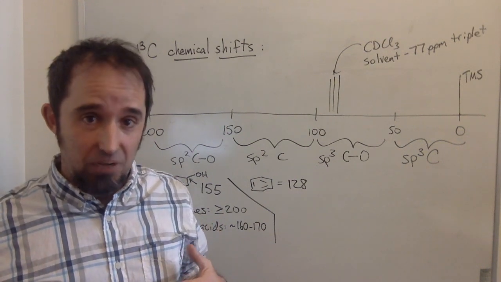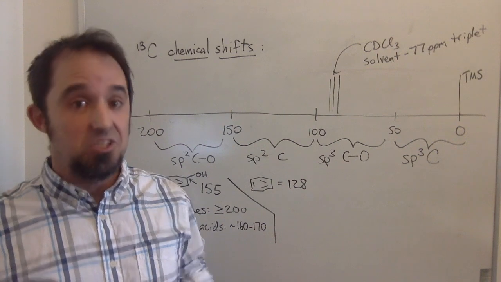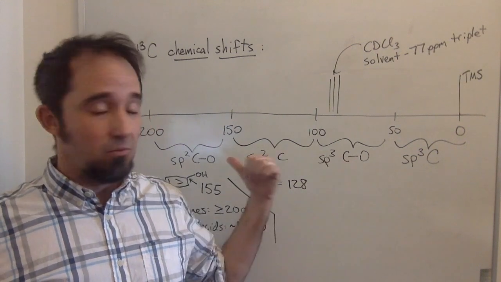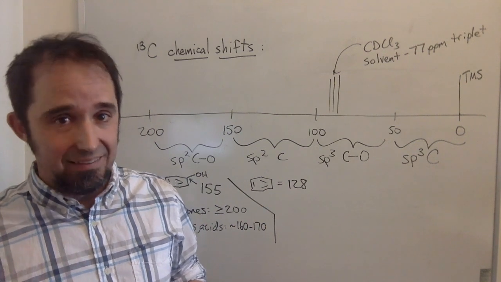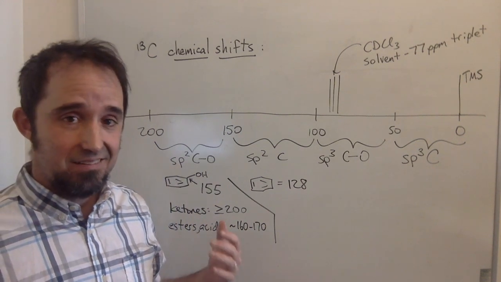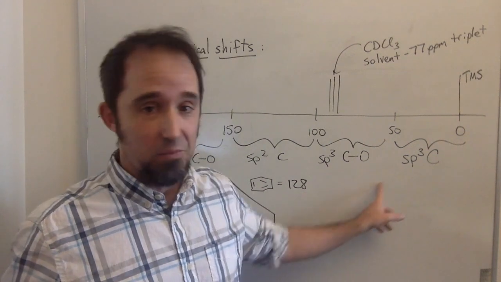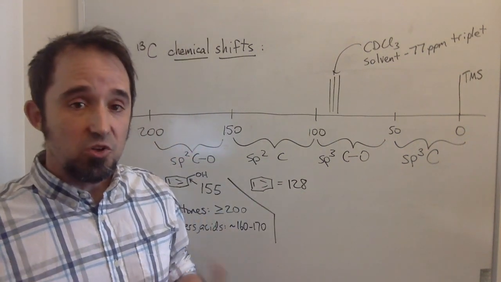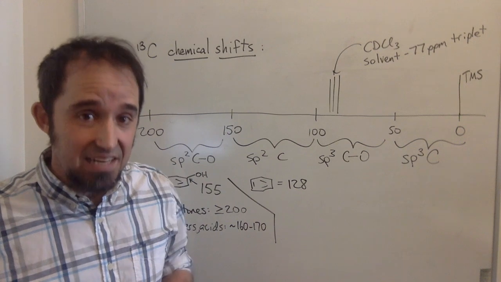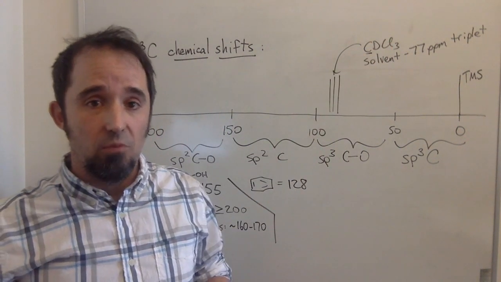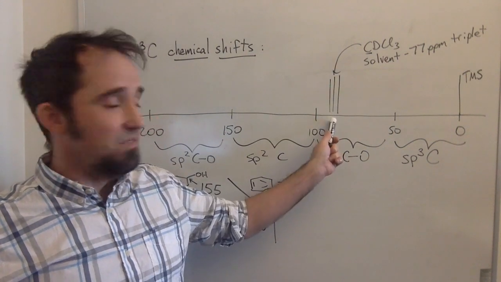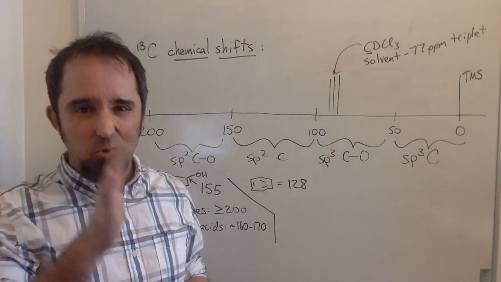Oxygen's very electron withdrawing, and so it's going to de-shield peaks, bring them farther to the left. We're not going to talk about nitrogen or chlorine or anything else. If it's less de-shielding than oxygen, it'll probably be in the middle here somewhere. Usually our most common solvent is CDCl3. The C in deuterated chloroform is going to show up around 77, and it's going to be a triplet.